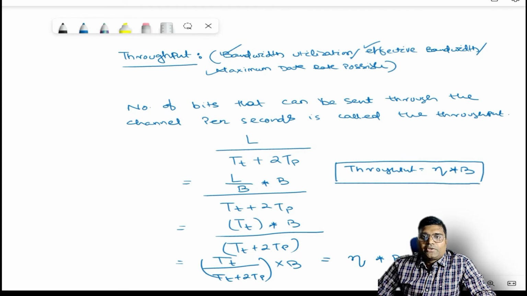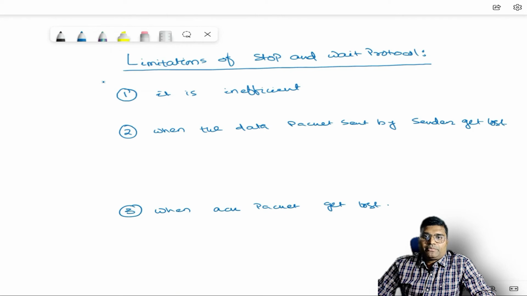Now we will discuss the limitations of the stop and wait protocol. The first limitation is that it is inefficient because it makes the transmission process very slow, and it never uses the bandwidth entirely, as only a single packet and acknowledgement use the entire time to traverse the medium.